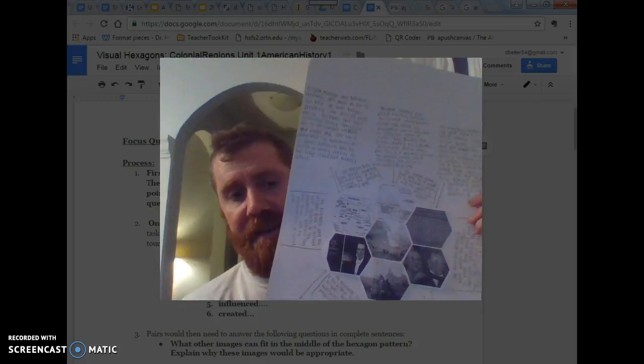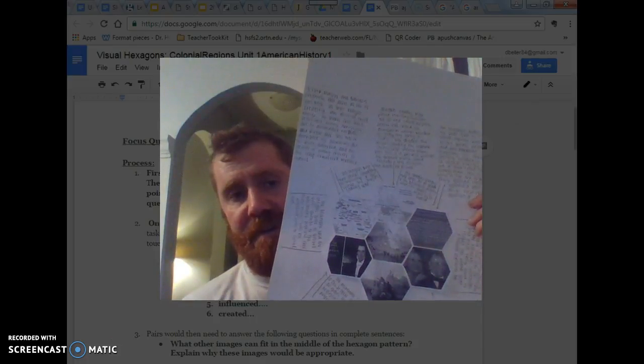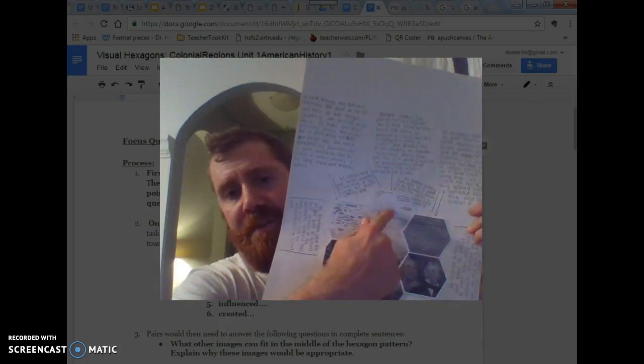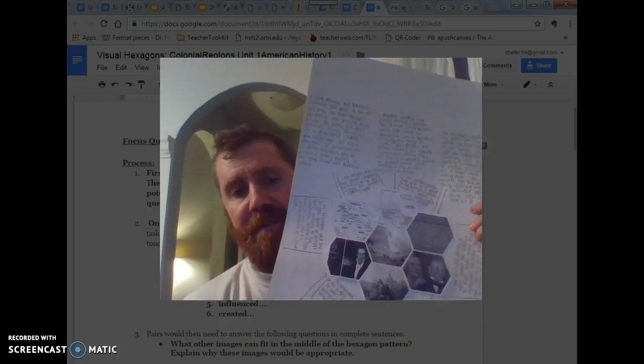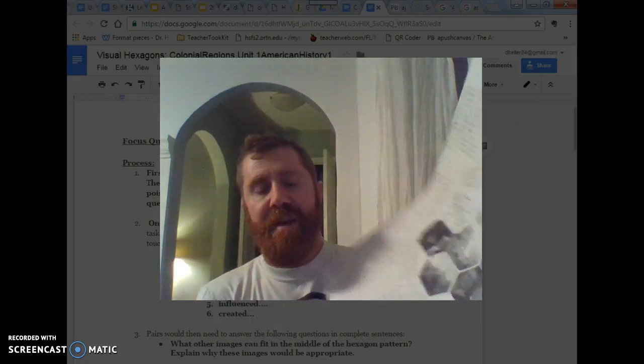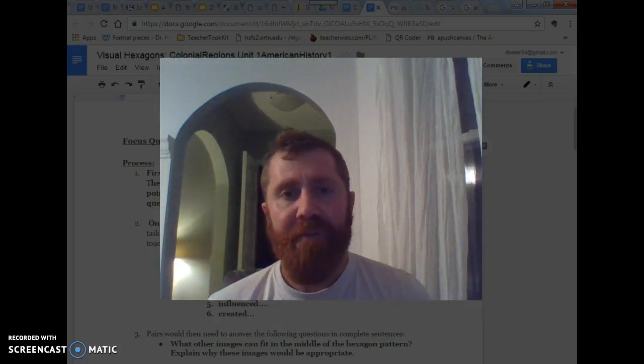I'm looking for, did you identify it? Did you explain how it answered the focus question? And did you link it to the hexagons that we're touching on either side? And then finally, did you answer the questions in step 3 and the check for understanding?